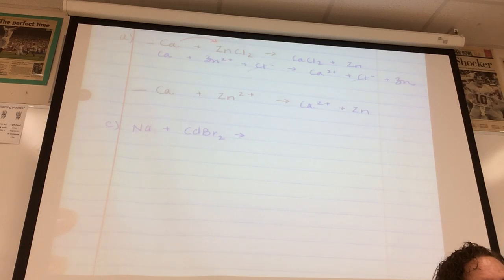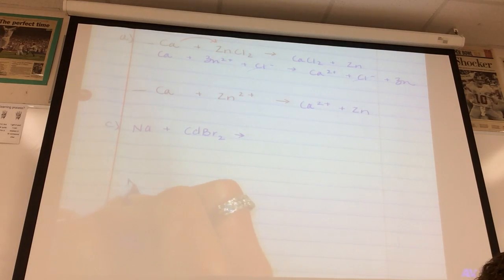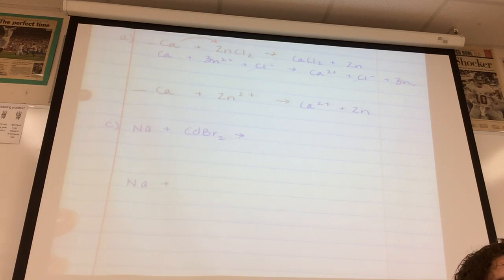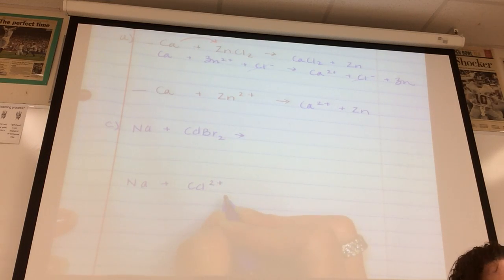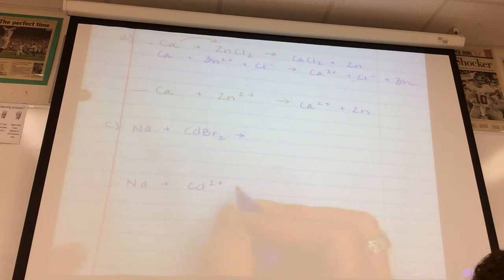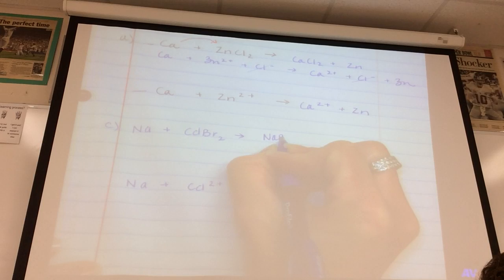What do we do? We'd have sodium. It's going to react with the cation, which is what? Cadmium. What's its charge? Always 2 plus. That is like zinc, which is always 2 plus. And what do you make? Sodium. You can do sodium bromide.